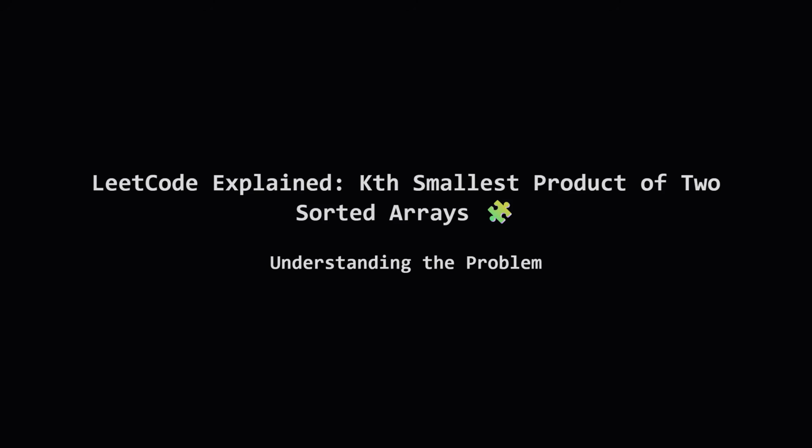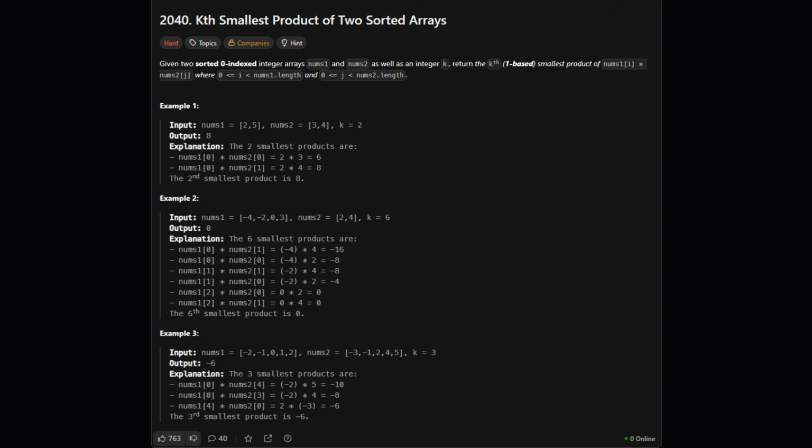Hey everyone, and welcome. Today we're tackling a Leetcode problem called Kth Smallest Product of Two Sorted Arrays. It sounds a little complicated, but don't worry, we'll break it down step by step. Alright, so what's the goal here?